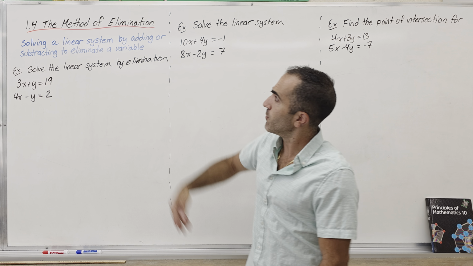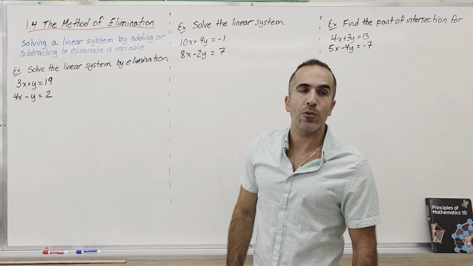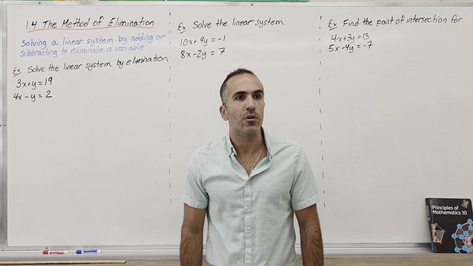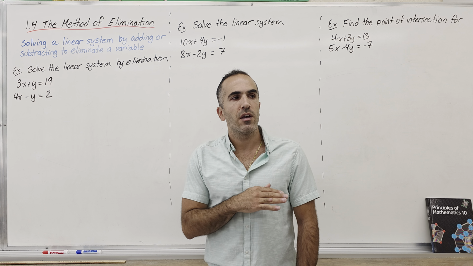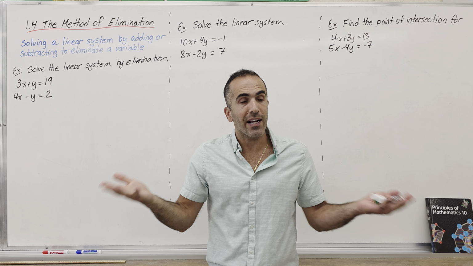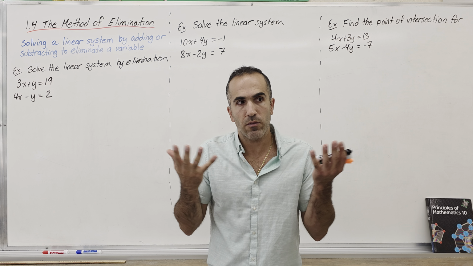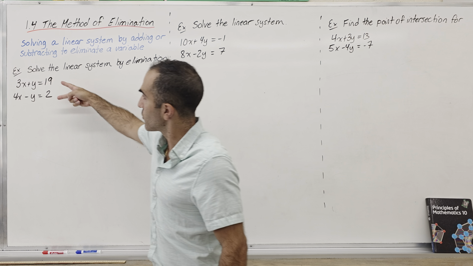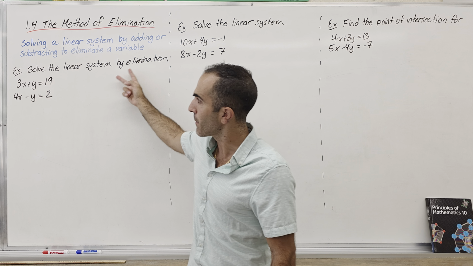So solving a linear system by elimination means we have to add or subtract to eliminate a variable. If I have two equations, if by adding or subtracting it eliminates a variable, I'm allowed to do that. I can add two equations. Okay, so I probably have no idea what that means, but I'm going to take a look at this question. I have to solve this linear system by elimination.